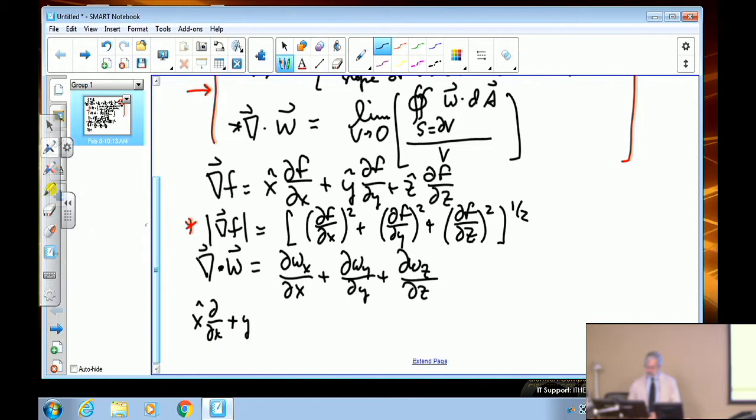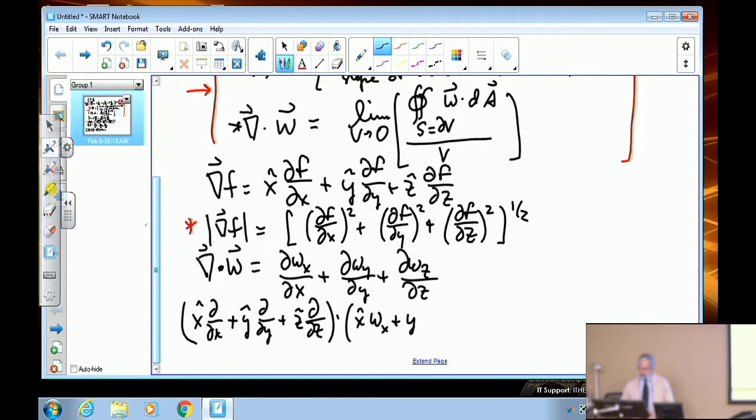When we take this dot product of the gradient operator, the nabla, with the vector field, also expressed in Cartesian form, right? And we expand that out. We have 9 terms, but 6 of them vanish because the dot products of the unit vectors are 0. So you only get the 3 terms in the divergence that you would have.